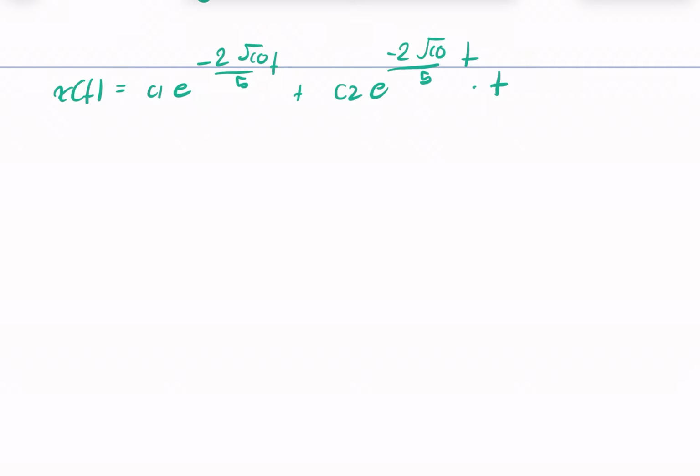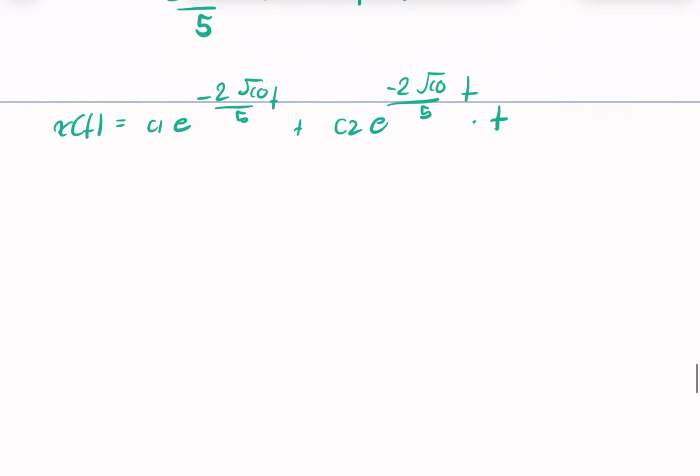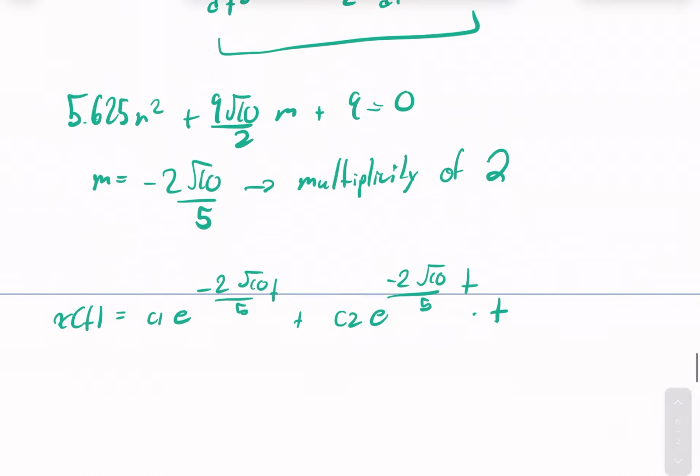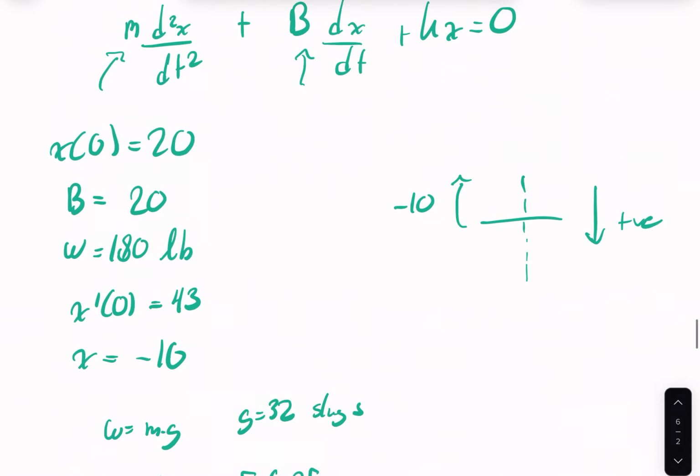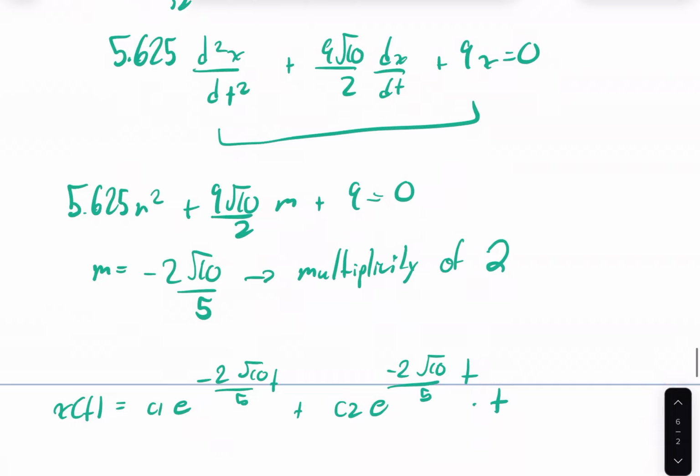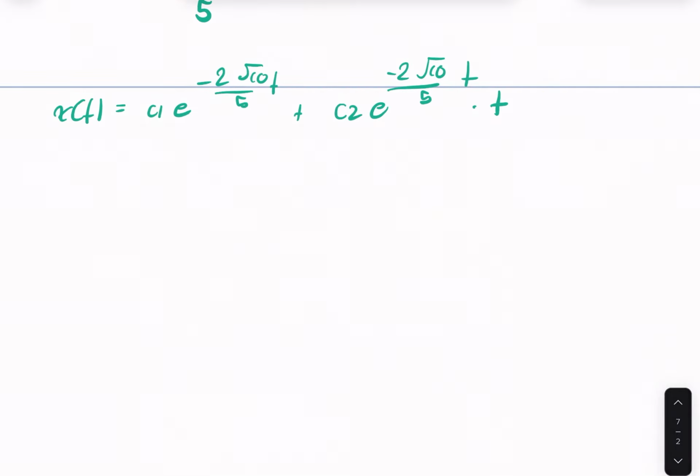And so we use our initial condition, which is for this case, which is x at t, we're going to say that x at 0 equals 20. And so after we plug everything in, then we'll get C1 equals, sorry.